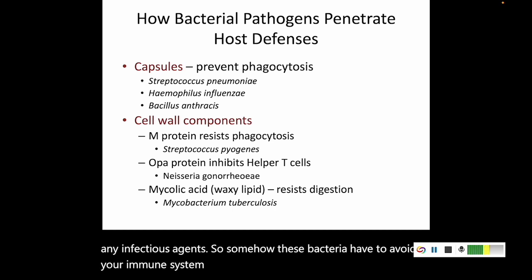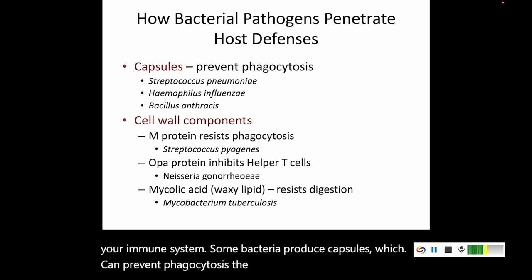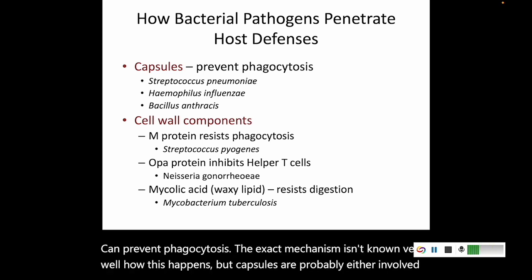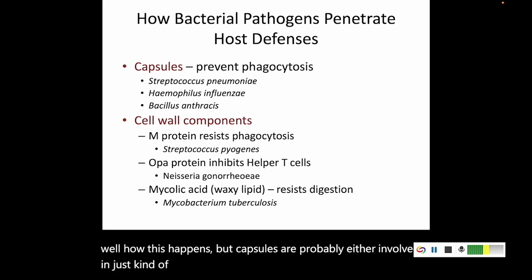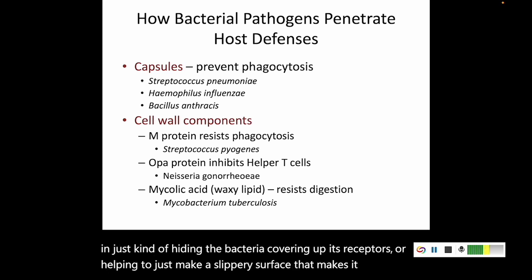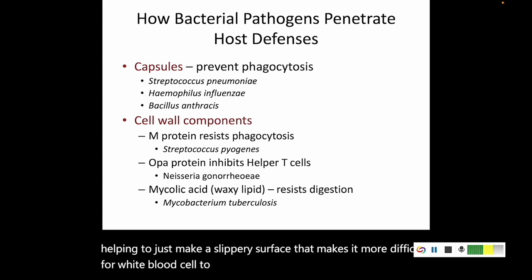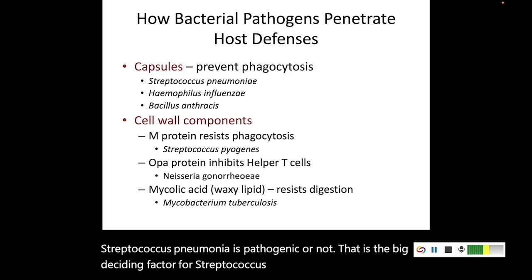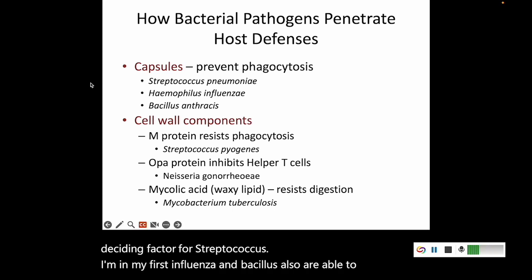Some bacteria produce capsules, which can prevent phagocytosis. The exact mechanism isn't known very well, but capsules are probably either involved in just kind of hiding the bacteria, covering up its receptors, or helping to make a slippery surface that makes it more difficult for a white blood cell to phagocytose it. Capsules entirely decide if Streptococcus pneumoniae is pathogenic or not. That is the big deciding factor for Streptococcus. Haemophilus influenzae and Bacillus also are able to make capsules.